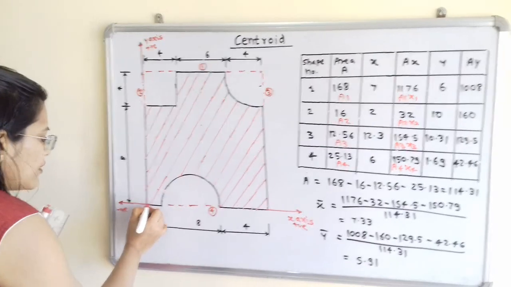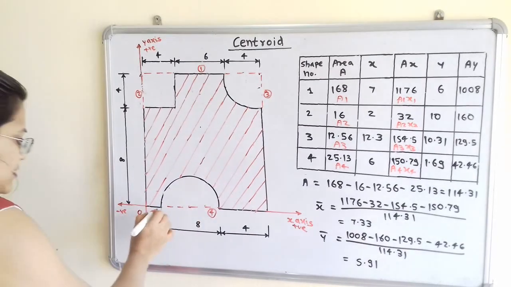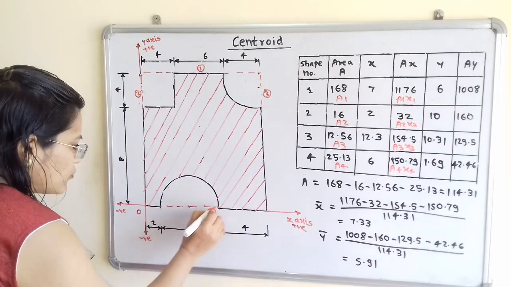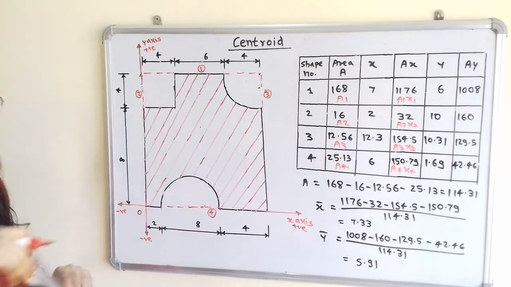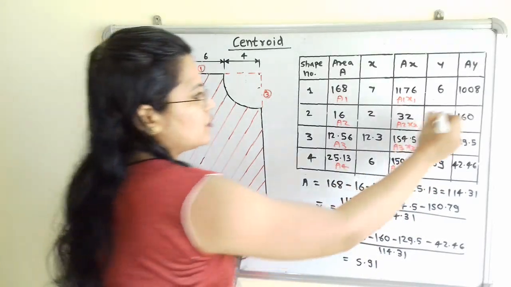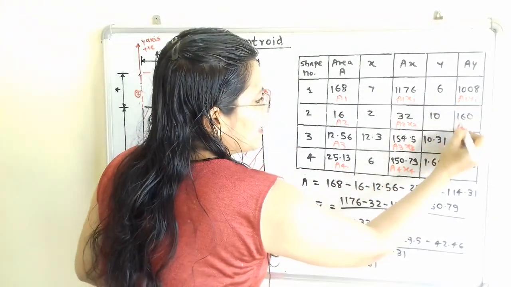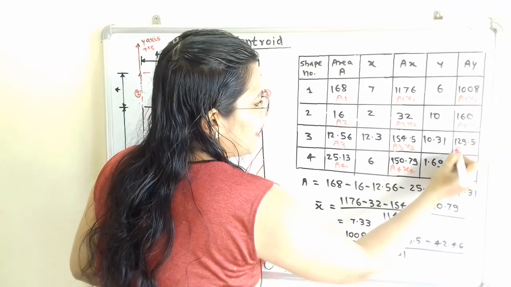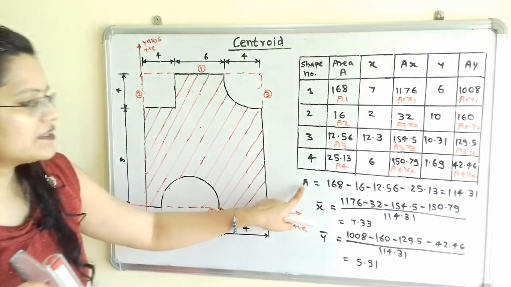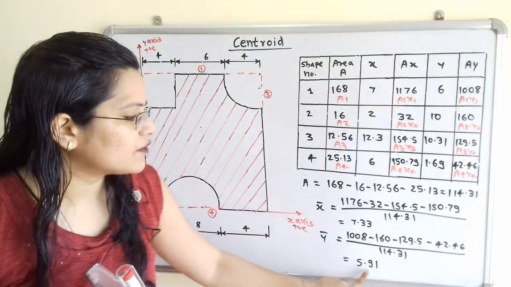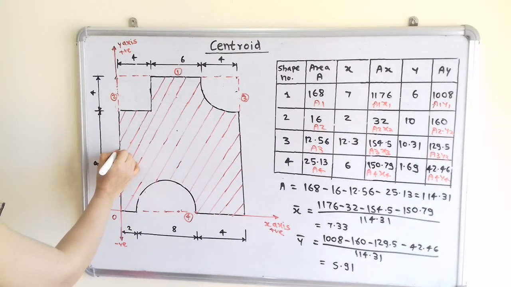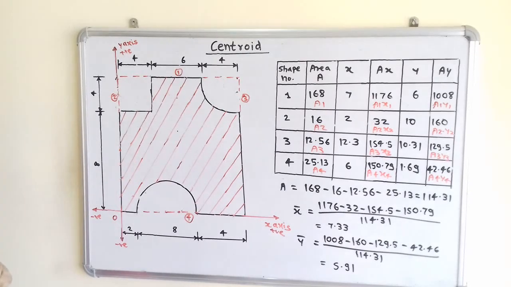So for this x bar we have to select the point on x axis. So 7.33. So here is total up to this point. This value is 10. So approximately 7 will be here. Now how to calculate y bar? So we have to refer this column AY. So this is the value of A1 y1. So A1 y1 minus A2 y2 minus A3 y3 minus A4 y4 divided by this calculated value of A. So y bar is equal to 5.91. So on vertical line we have to select the point for 5.91, so approximately equal to 6.